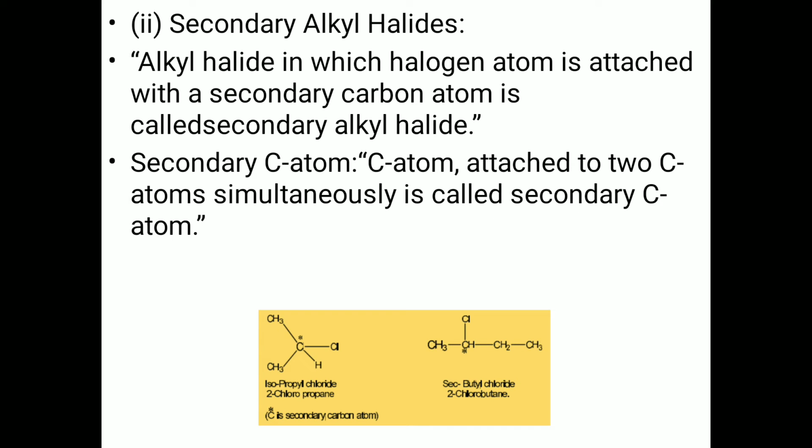Secondary alkyl halides. Alkyl halides in which the halogen atom is attached to a secondary carbon atom are called secondary alkyl halides. A secondary carbon is a carbon atom attached to two carbon atoms simultaneously. You can see here this carbon is simultaneously attached to this carbon and this carbon. That's why this is a secondary carbon atom, and this is called a secondary alkyl halide.